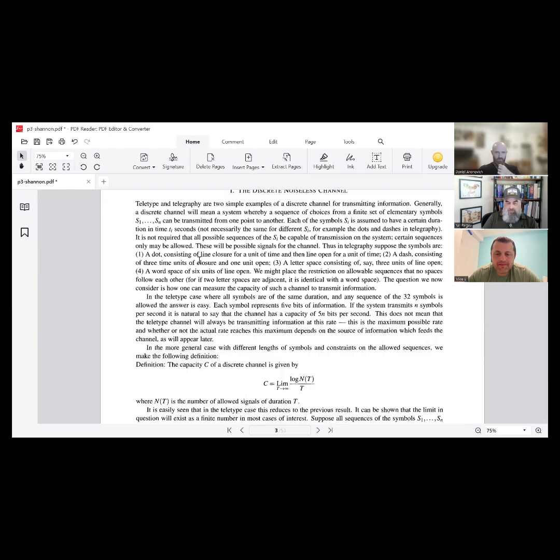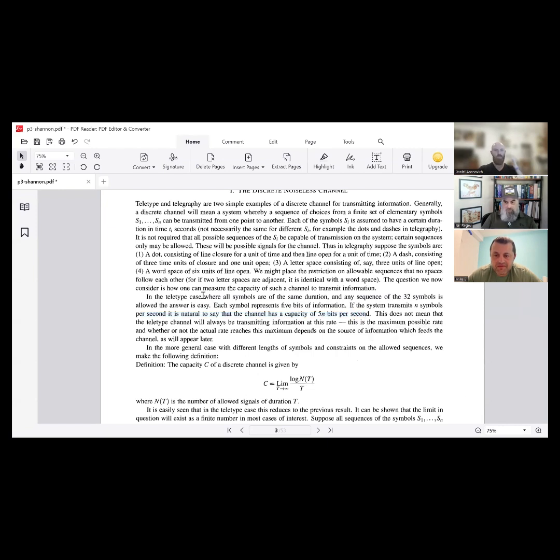Let's see. Okay, so he described a teletype and telegraphy system, so we won't go into it, because again, it goes dash and how to send the messages. It's less relevant, but he says, in the teletype case, where all the symbols are the same duration, and any sequence of the 32 symbols is allowed, the answer is easy. Each symbol represents 5 bits of information, because there are 32 symbols, so you need 5 bits to represent them. And he says if the system transmits n symbols per second, it is natural to say that the channel has a capacity of 5n bits per second.